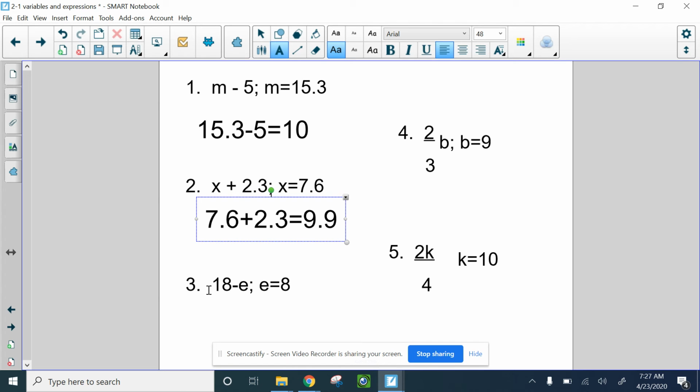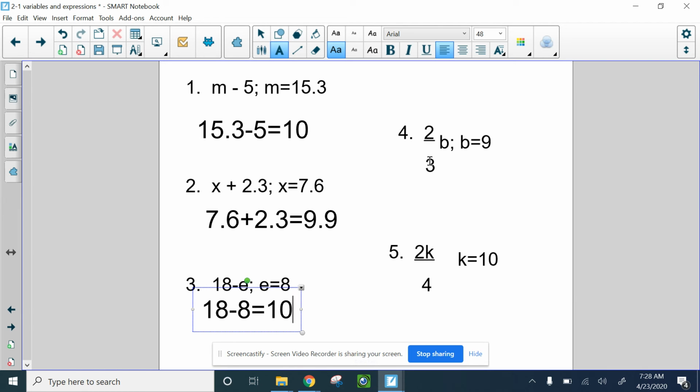Okay, this one I'm going to have you guys solve in the video here. So if I have 18 minus e and e equals 8, take a minute to type in the box what you would get when you evaluate that expression, replacing the e with the number 8. Okay, hoping you guys all did 18 minus 8 equals 10, and you were able to get 10 for your solution there. We are going to do a little bit of work with fractions.